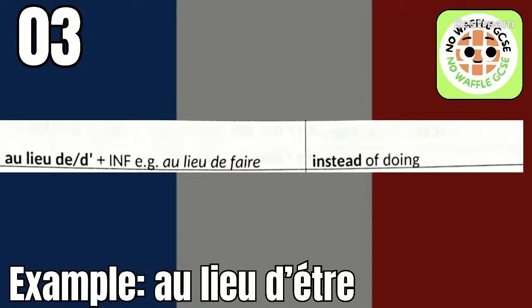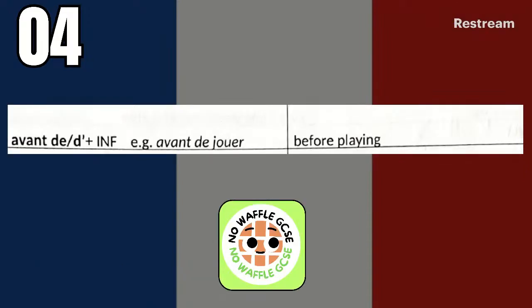Okay, au lieu de, which means instead of doing. So instead of doing plus an infinitive, and that's a really useful structure to use. So au lieu de manger, instead of eating. All of these seem to be infinitive structures. That's what we're going to begin with, and they get you marks. Any way to use the infinitive, whether it's like this or through any of your other methods, will be really good technique. You can also say avant de, which means before.